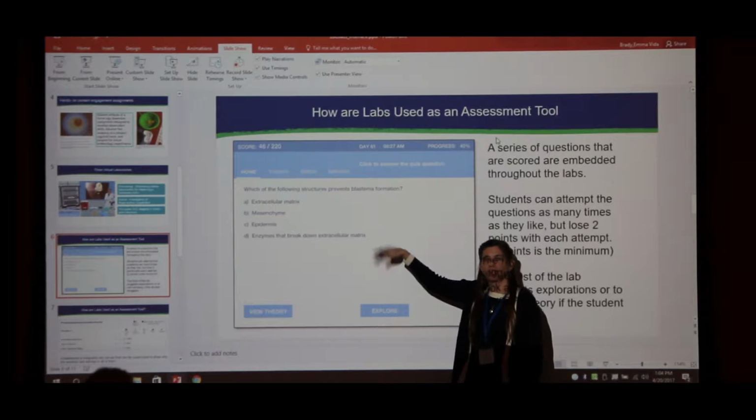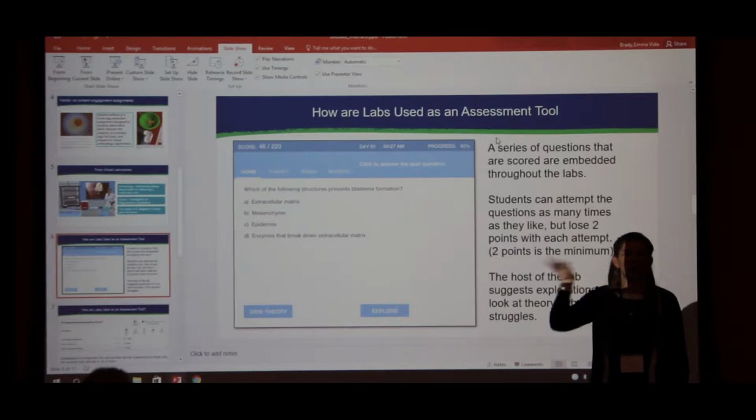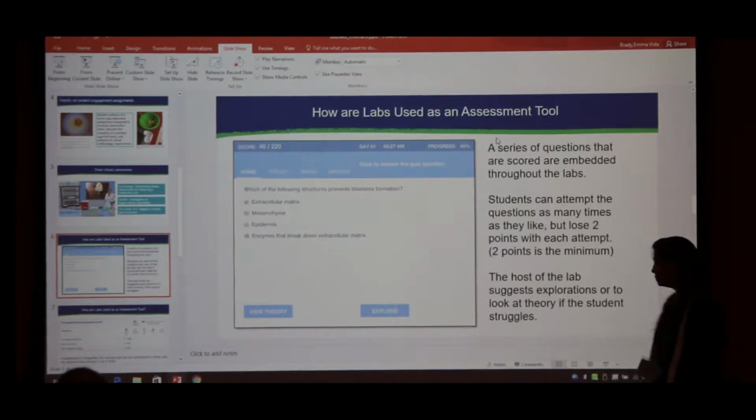One of the things that I think is great about it is if they do mess up and they go back, it scrambles the answers again. And so they have to continually be thinking, not just like, oh, okay, A is not right, B is not right, C is not right. So they do have to be paying attention in that way.